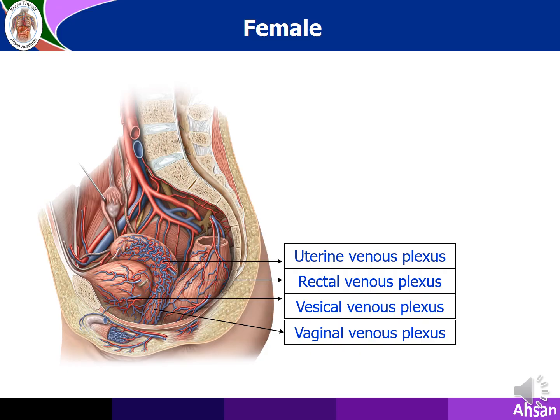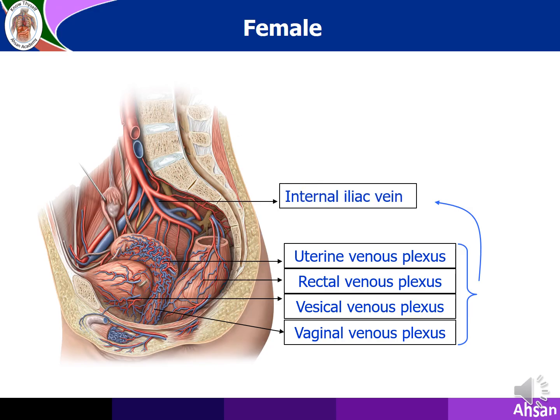So all these venous plexuses form efferent veins. These veins combine and open into the internal iliac vein. So these are the veins of the systemic circulation. Through the internal iliac vein, this reaches the vena cava and finally the heart. So there is only one set of capillaries.